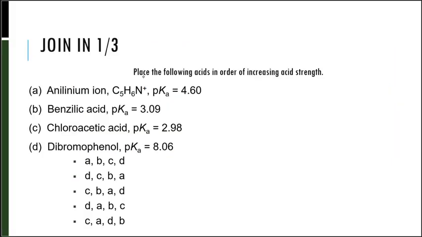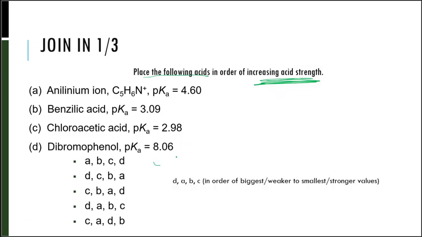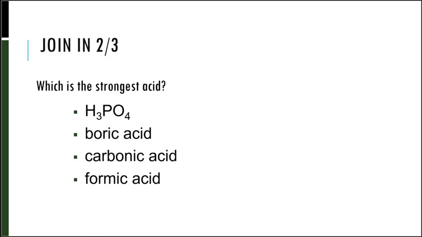Looking back at that chart, see if you can place the following acids in order of increasing strength. Pause the video here. Hopefully, D, you had the lowest, because it's the greatest number. As our numbers get smaller, we get stronger acid strengths. So D, then A, then B, then C. Go back and look at those Ka values. Which is the strongest acid?